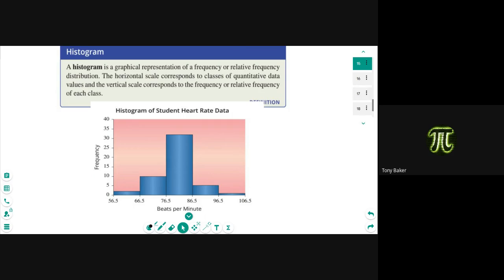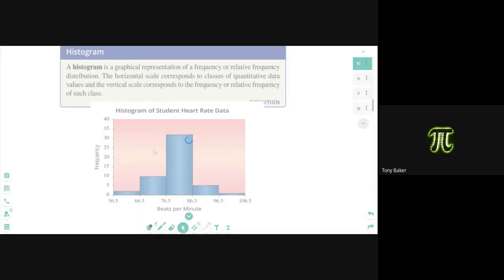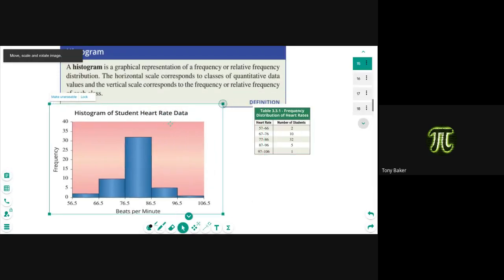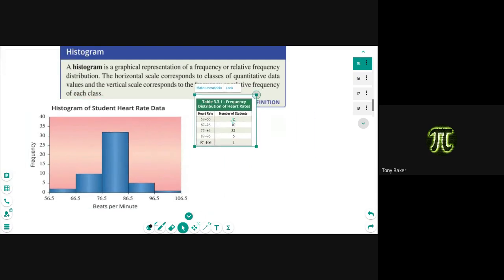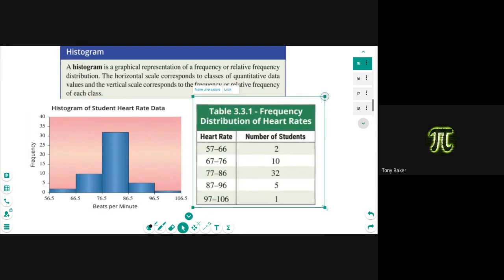I'm going to go back and graph the chart for it. So this is the chart that made this. Yeah, so it's like 56.5 and 66.5. So it doesn't start off at 57 and go to 66. It starts at 56.5 and goes to 66.5.